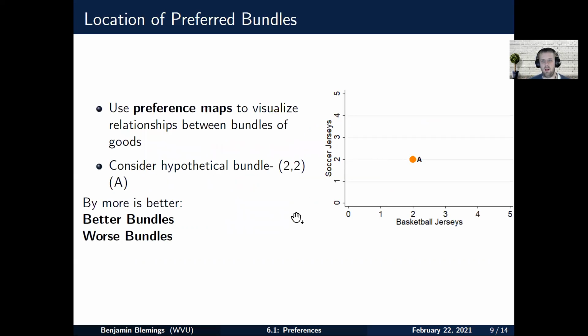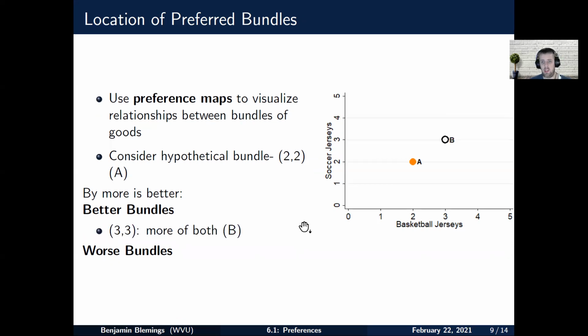But we need to talk about preference maps. We use preference maps to visualize relationships between bundles of goods, and we need to know what preference maps are consistent with the properties that we just talked about. By the more is better, complete, and transitive properties, we know how bundles compared to A would make a consumer better or worse off, like we talked about with their unlimited wants and needs. So I'm going to relate a bunch of different bundles to this bundle A, and we'll figure out which one is better and which one is worse.